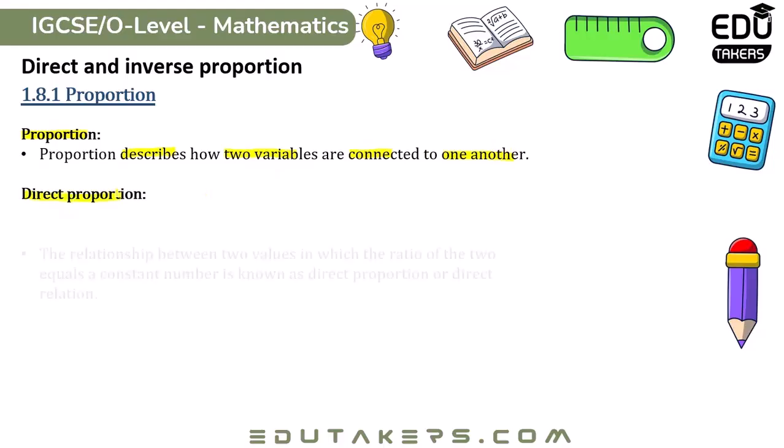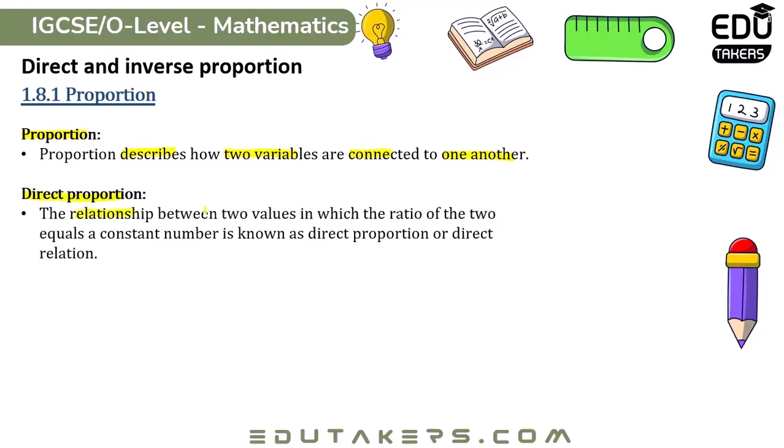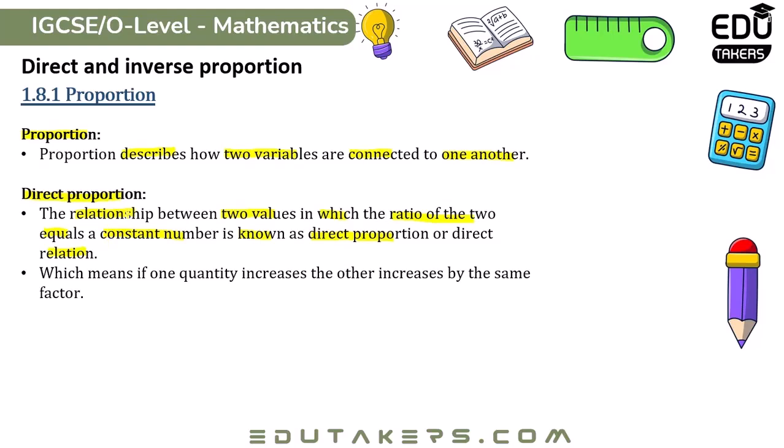Direct proportion. The relationship between two values in which the ratio of the two equals a constant number is known as direct proportion or direct relation. Which means if one quantity increases, the other increases by the same factor. It is represented by the proportional sign.